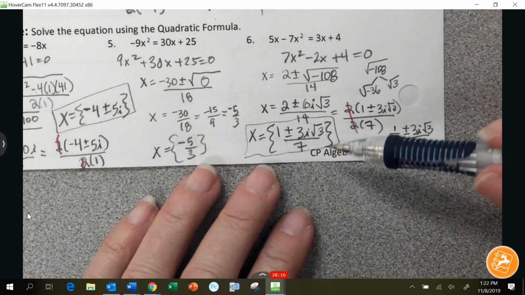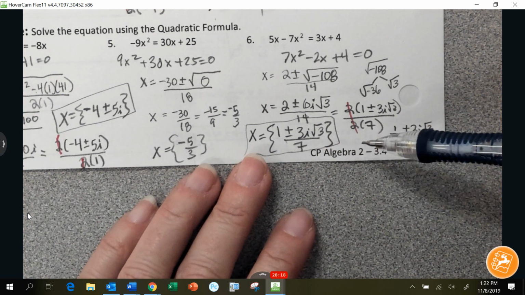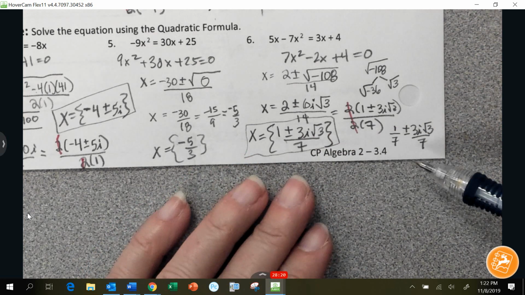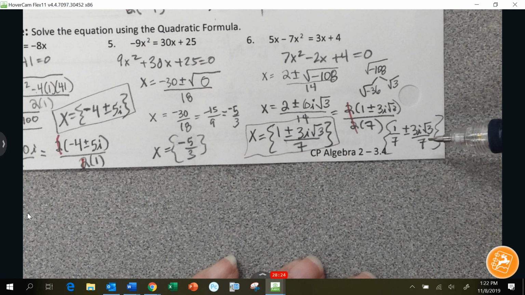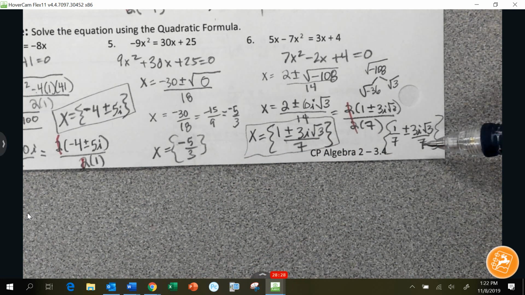So you could distribute the 7 by division. You could distribute that 7. So you could write it this way as well. This one's more work to write, so I don't write it that way, but you can. And sometimes if you check answers somewhere, it might be written this way.